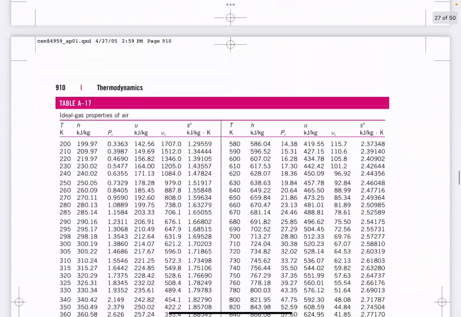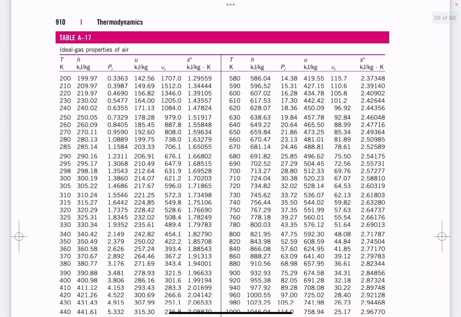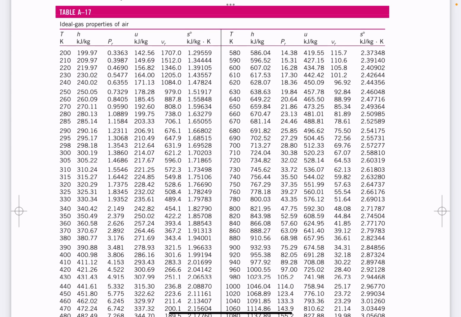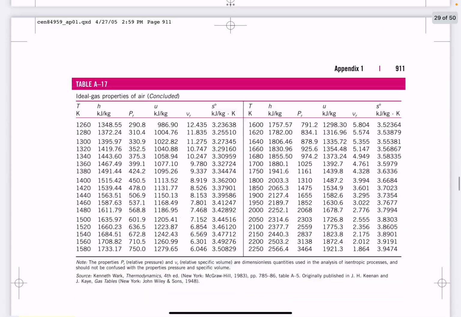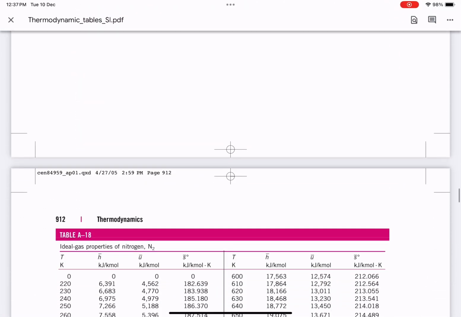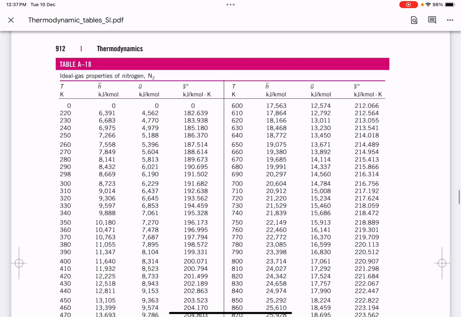What is this? It's 16. Okay, so this is the A17. If you want to evaluate the internal energy change for air at various temperatures, you can take it from the table, the same way you read the internal energy of water as a pure substance. You can just read off the value of the internal energy and also the enthalpy of air at various temperatures. So this is A17 for air only, and then A18 for nitrogen.